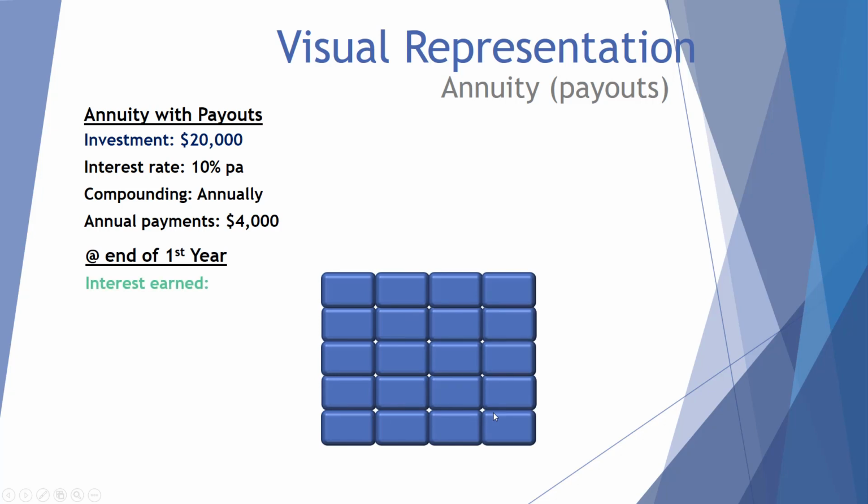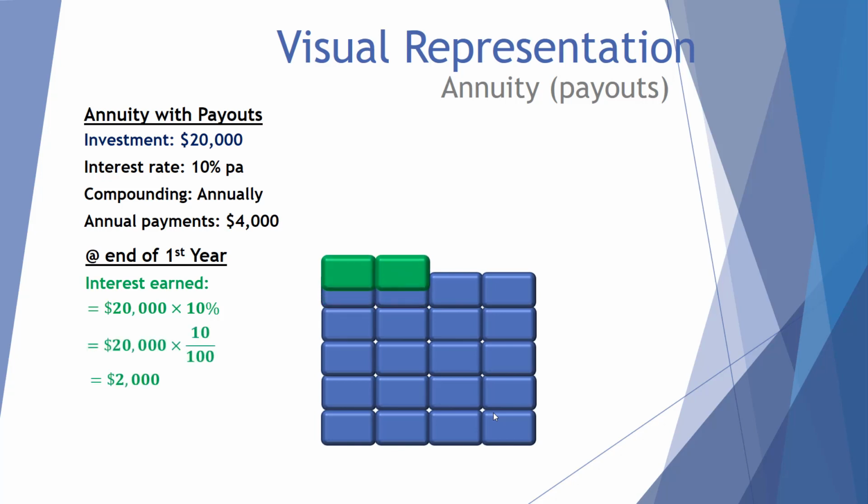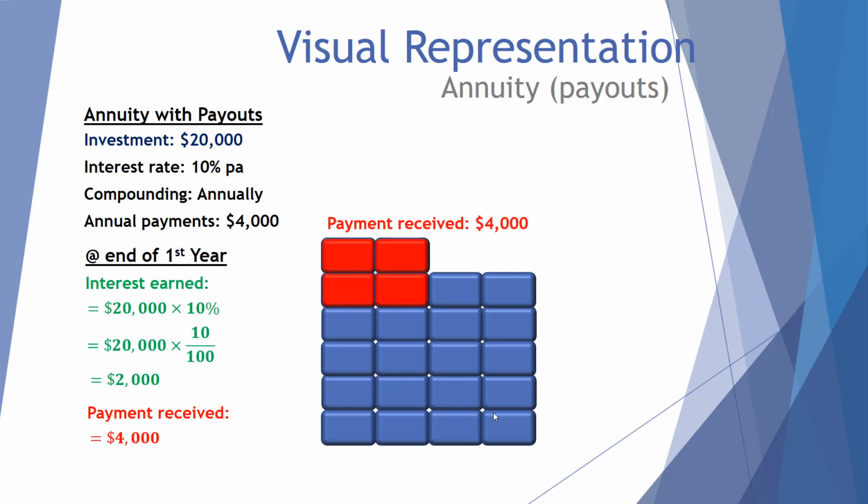At the end of the first year, interest is this time not charged but earned. So it's 10% of $20,000, which again gives us $2,000. So we started with $20,000 invested in the bank. At the end of the first year, we now have $22,000 in total. However, at the end of the first year, we receive a payment of $4,000. So once again, $4,000 is taken from this account.